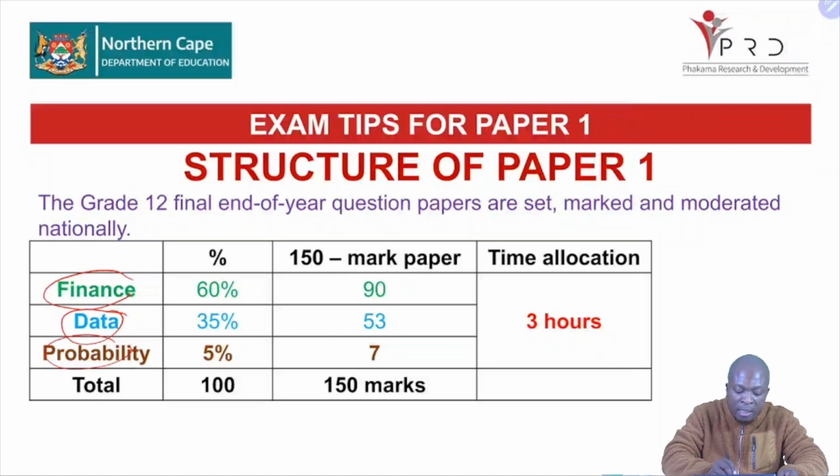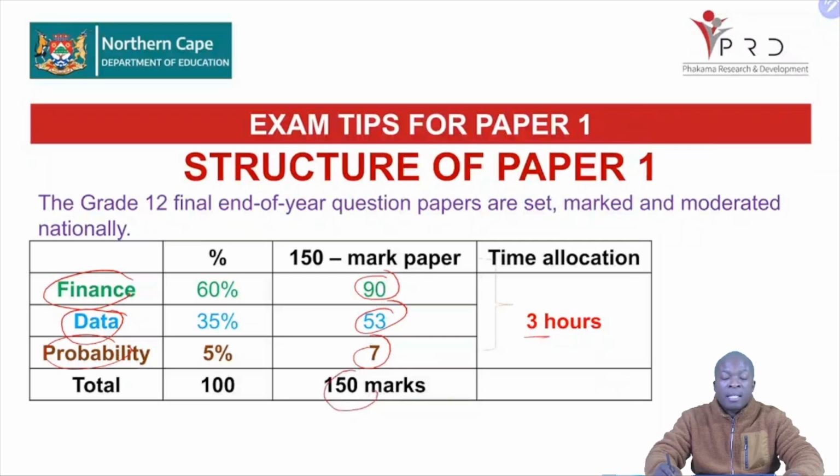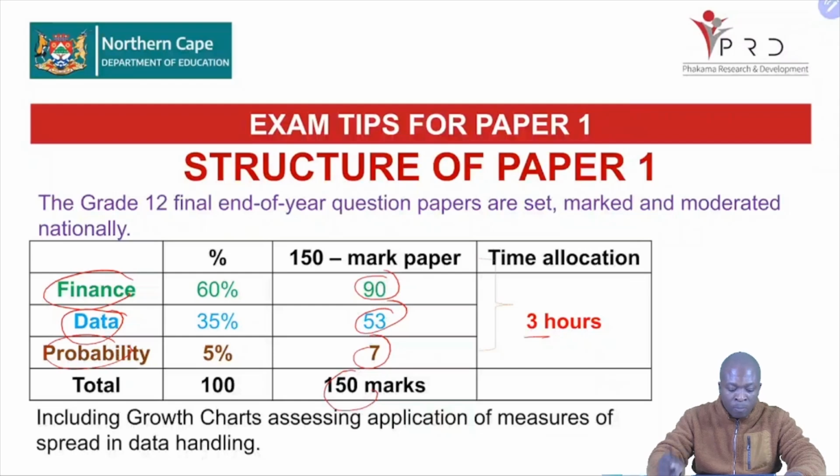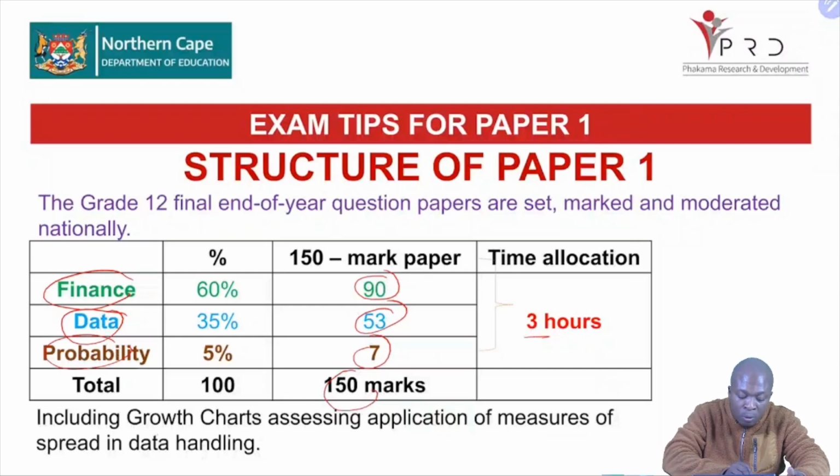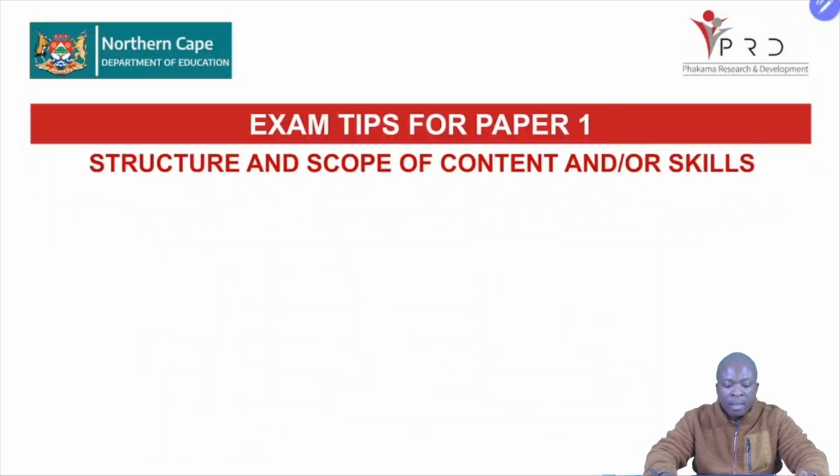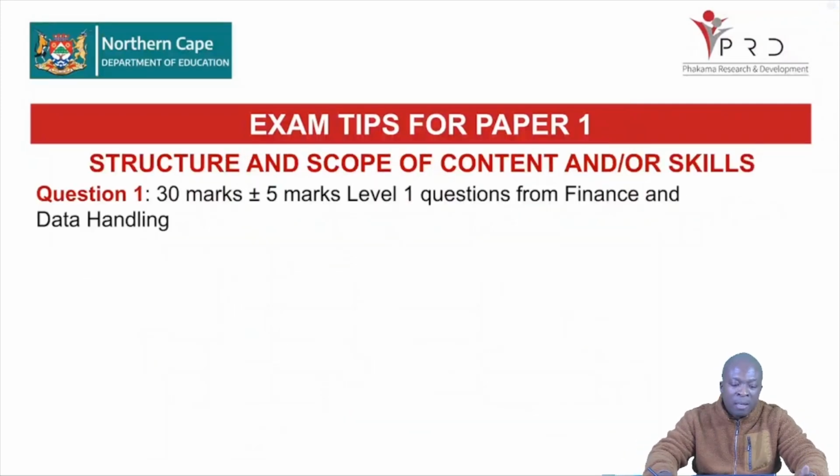Finance is going to count about 90 marks, data handling 53 marks, probability about 7 marks. All in all, it gives you 150, and you should be able to write that in a period of 3 hours. Part of paper 1 can include growth charts, because you have to do some measures of spread there. So, how does paper 1 come about?